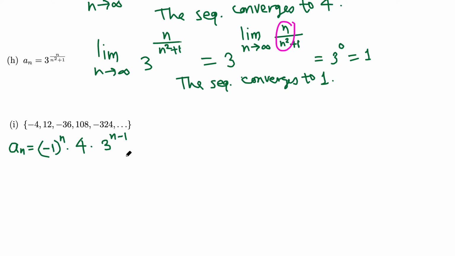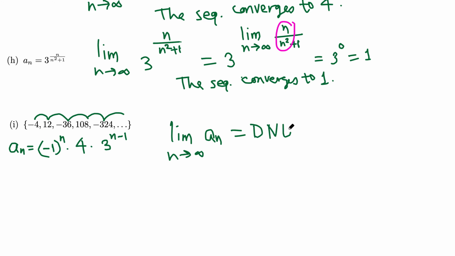Okay. So this is a geometric sequence with common ratio 3. In fact, look at here, 4 times 3, 12. These numbers are getting bigger and bigger. So obviously this diverges. The common ratio here is 3. So the limit of an when n goes to infinity, these things are getting bigger and bigger. You can just say DNE.